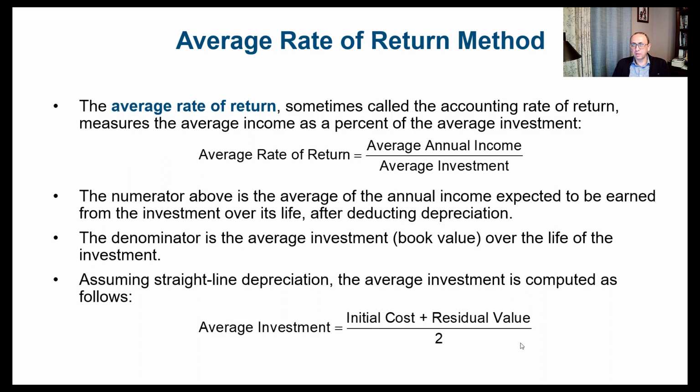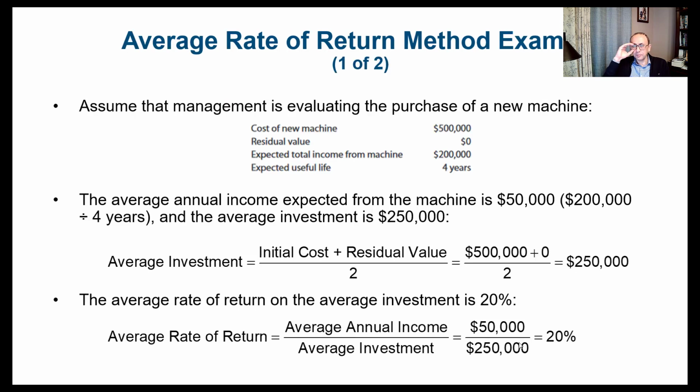So let's see an example where we can apply the average rate of return method. Assume that management is evaluating the purchase of a new machine. The cost of the new machine is $500,000. It has a 0 residual value. Its expected useful life is 4 years and expected total income from the machine is $200,000 over the 4 years. So the average annual income expected from the machine is $50,000, which is the $200,000 divided by 4, and the average investment is $250,000.